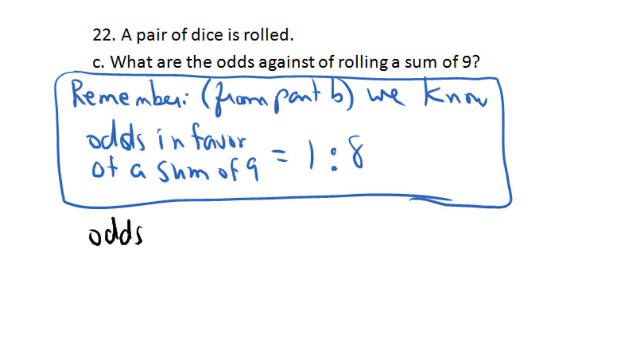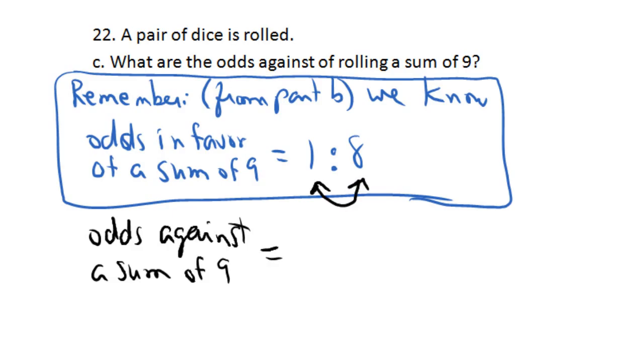So the odds against a sum of 9 is simply a reversal, 8 to 1. It's just that simple. Once you get the odds in favor of something, the odds against is just a reversal.